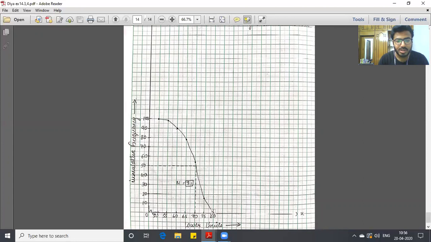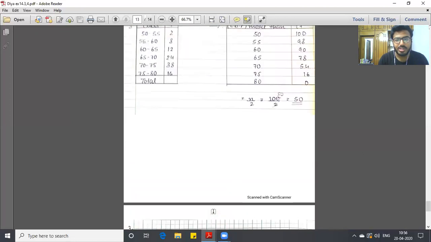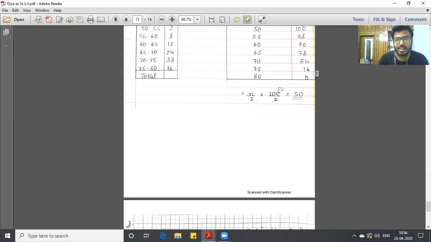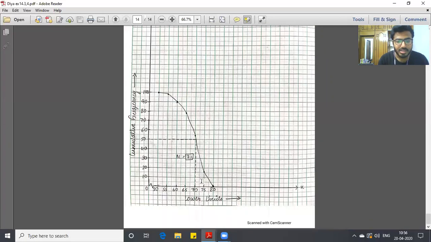At the last it is what? 75 and what is it? 75 and 16, and 80 and 0. So 75 mark here, and this one it is 16. Okay, below 20 is 16, and 80 and 0. So this is how it has been marked, and we are getting the curve. This type of curve is known as the more than type curve. Okay, more than type Ogive.